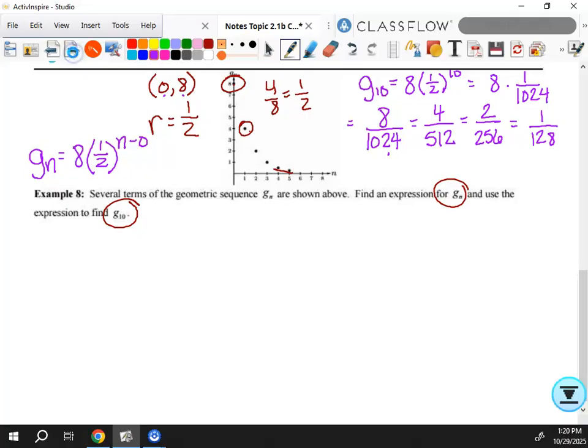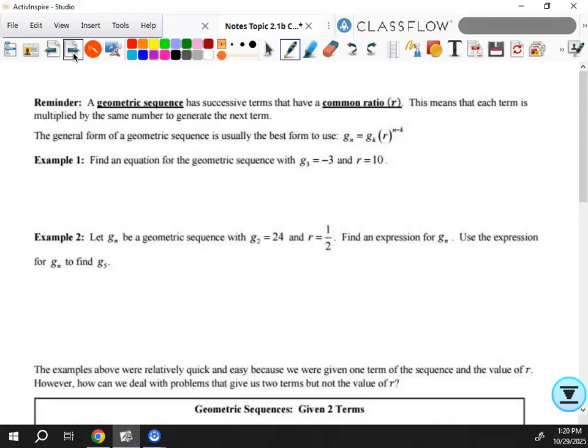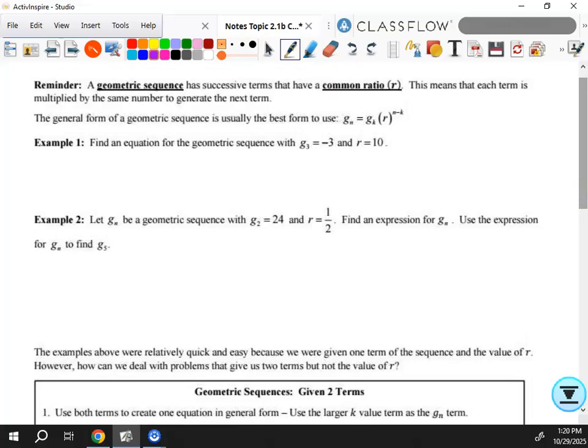All right. The first part of the back kind of repeats a lot of stuff, because this was a second day thing depending on where time fell. But just like we said before, we've got a geometric sequence with a common ratio. Each term is multiplied by the same number, and this is our general form. We don't care about the k's and stuff.